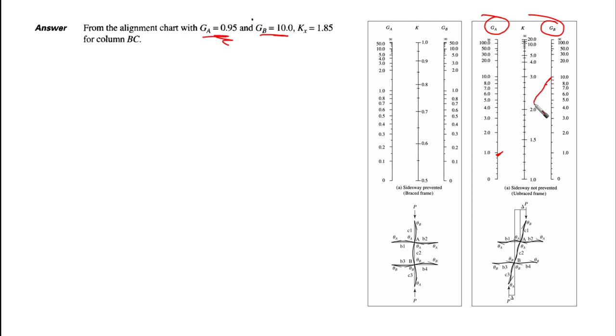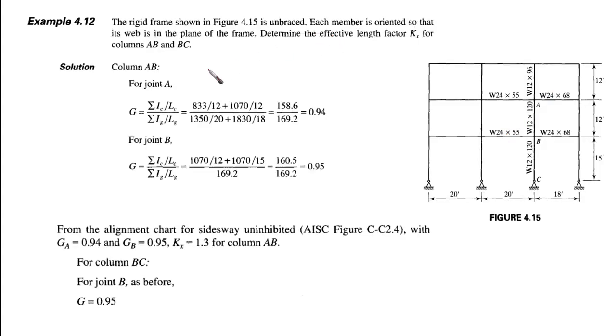If we make a line from here to here, for example, I'm very sorry, I cannot control the straightness of the line because it's a little bit difficult. Anyway, you're going to find that the intersection point is going to be here. So we are going to have Kx 1.85, almost here, as I said. So this is 1.85 for joint A and joint B.